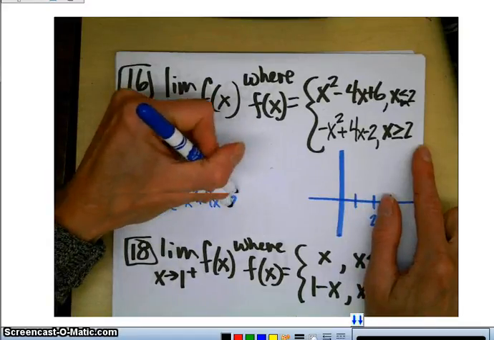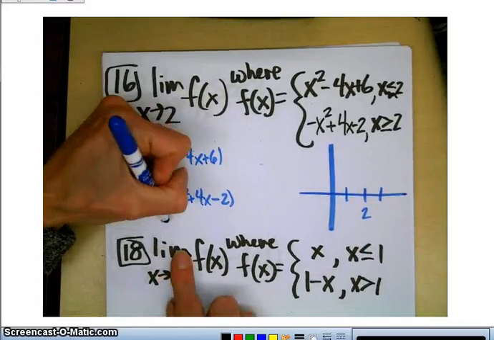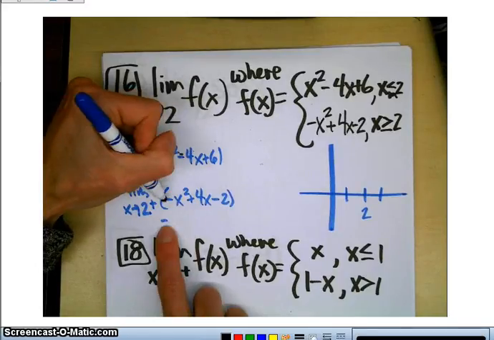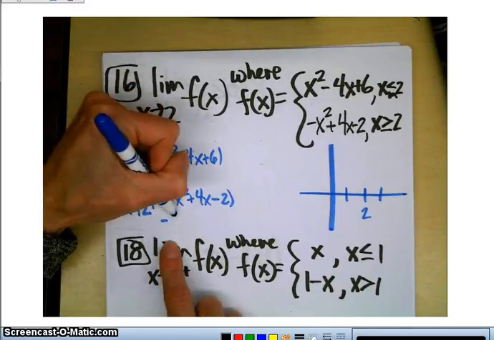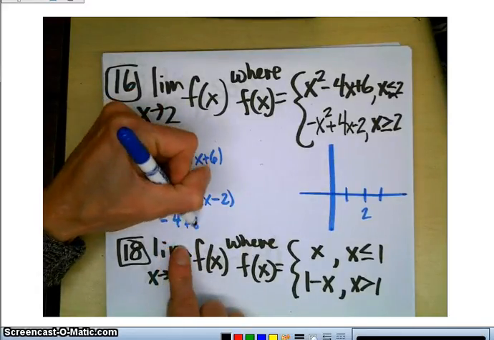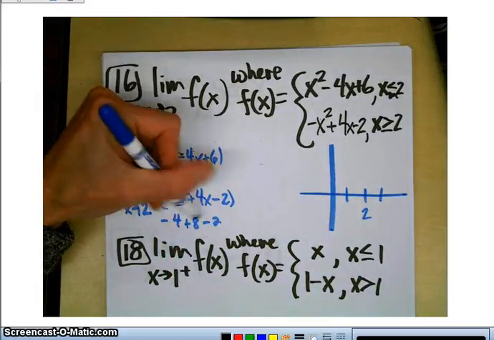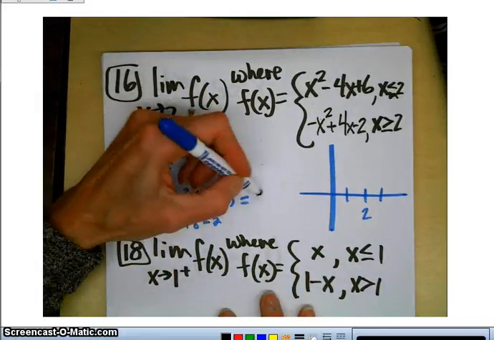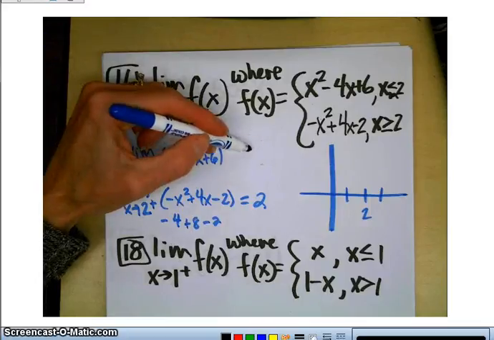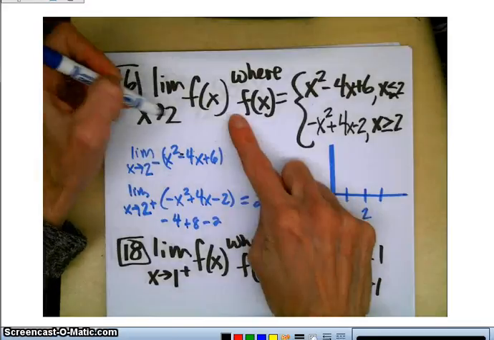So all I have to do is plug 2 into here. Okay, 2 squared is 4. That negative keeps it a negative. Plus 8 minus 2. So that's going to be negative 4, negative 2 is negative 6, plus 8 is 2. That one's 2. If this one's also 2, then that's going to be the limit as x goes to 2.